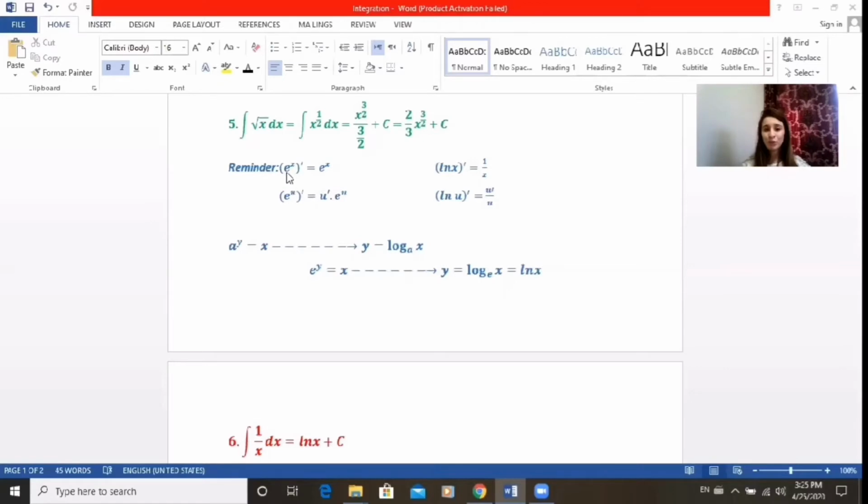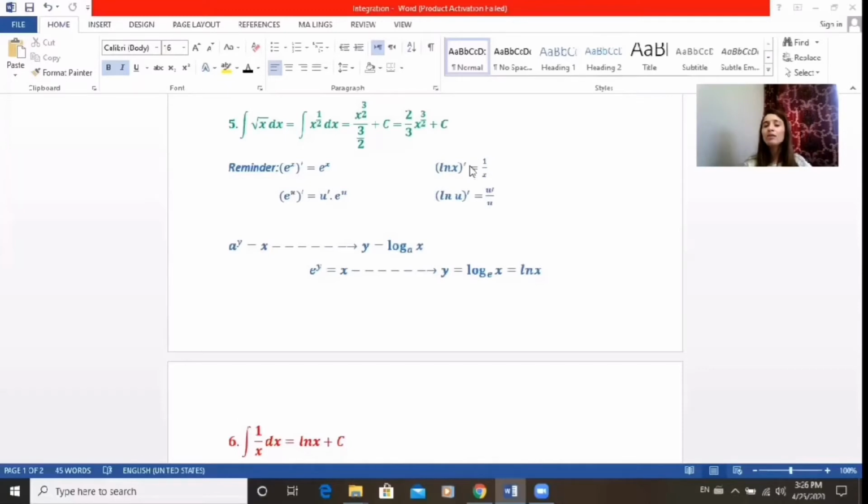Let's review here. What is the derivative of e to the power x? It's the same, e to the power x. Now, if I don't have just x, if I have x squared, maybe 4x cubed, maybe 5x plus 1, this is u. When I have not only x but x to the power something, or x multiplied by something and added to another something, then the derivative of e to the power u is u prime dot e to the power u. It's so easy. For example, if I have e to the power 2x, the derivative is 2e to the power 2x.